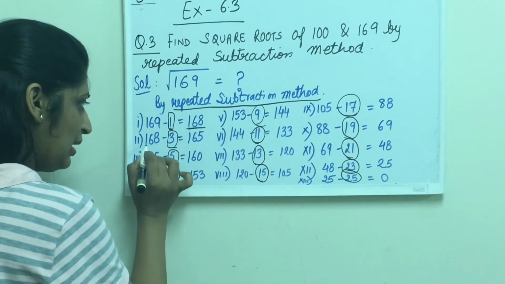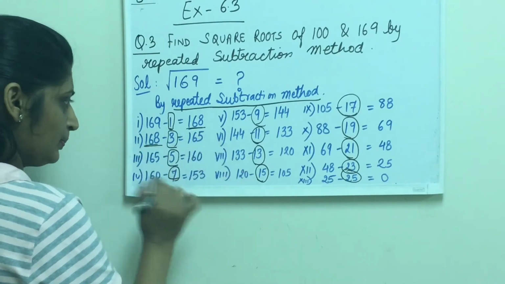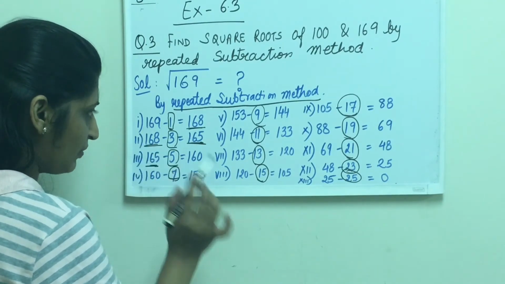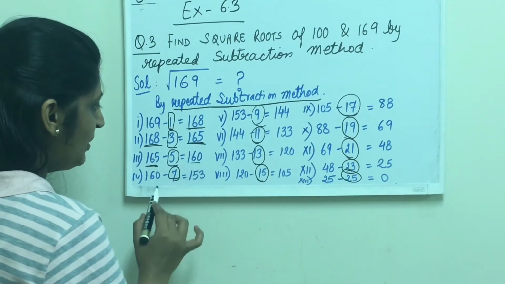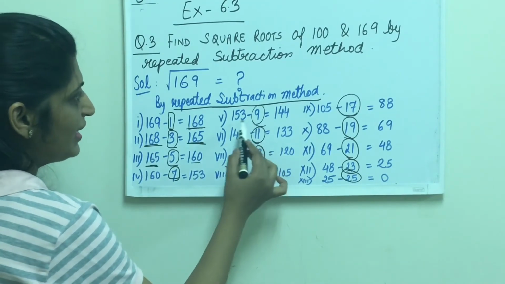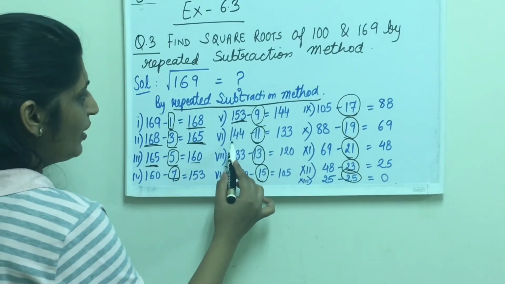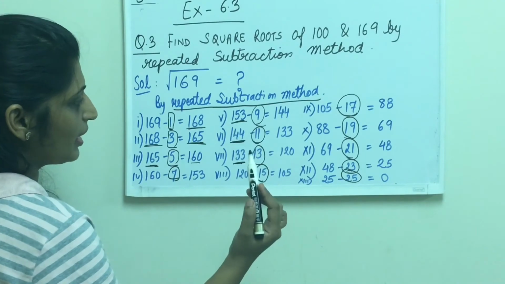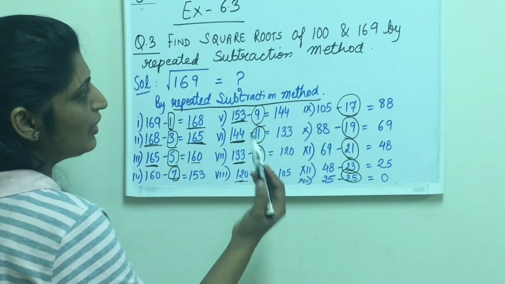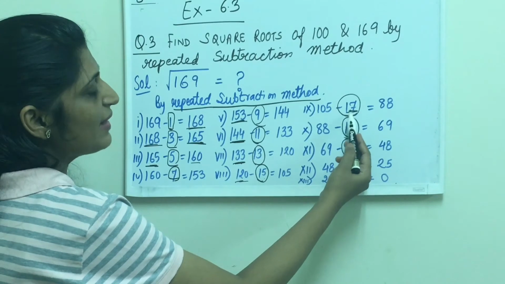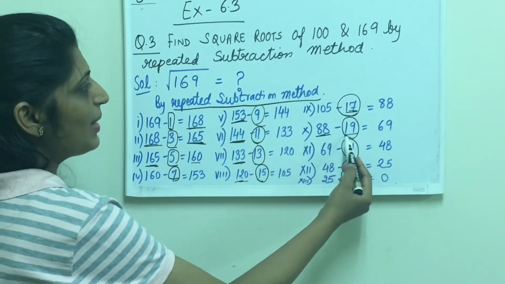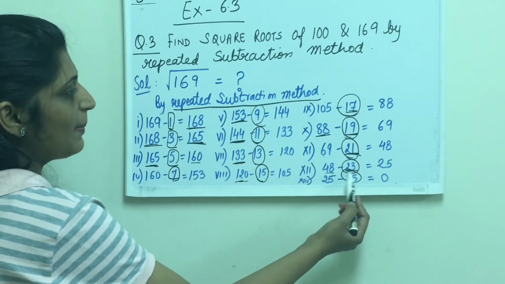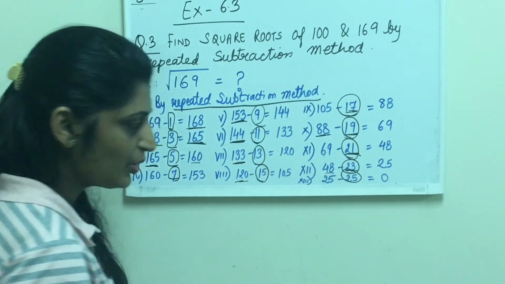Whatever be the answer, I wrote it here and subtracted 3. Whatever be the answer, subtract 5. Then subtract 7, then 9, then 11, then 13, then 15, then 17, then 19, then 21, then 23, then 25, each time from whatever the previous answer was.